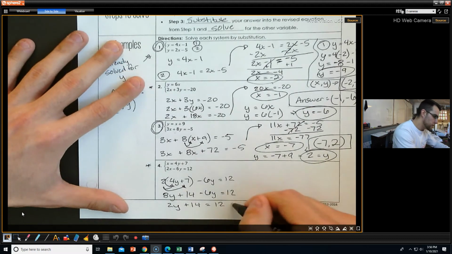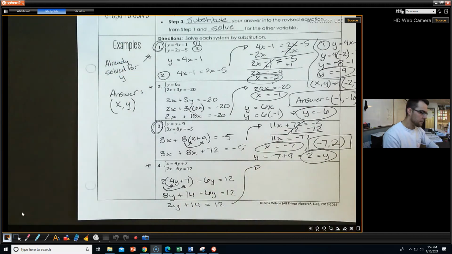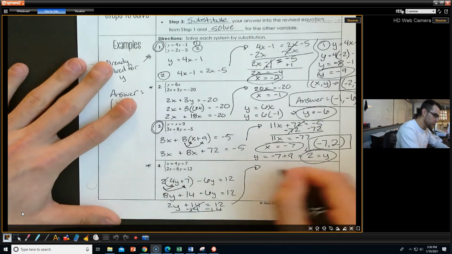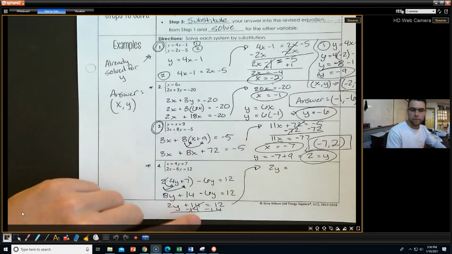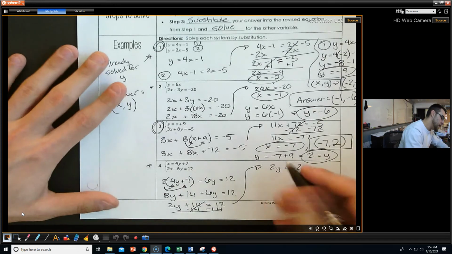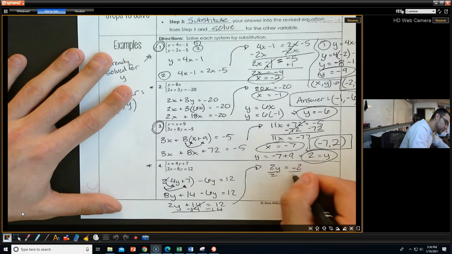We have a nice little two-step equation. I'm going to subtract 14 from both sides to start. So I end up getting 2y equals 12 minus 14 is -2. So when I divide both sides by 2, y is going to equal -1.